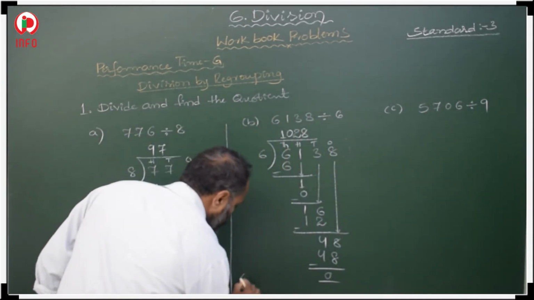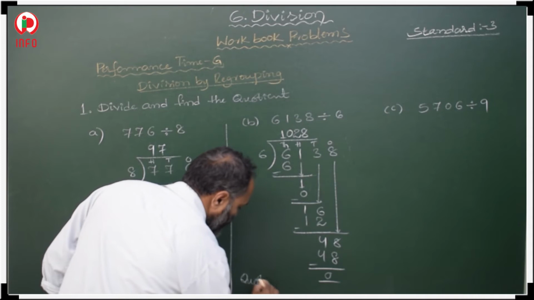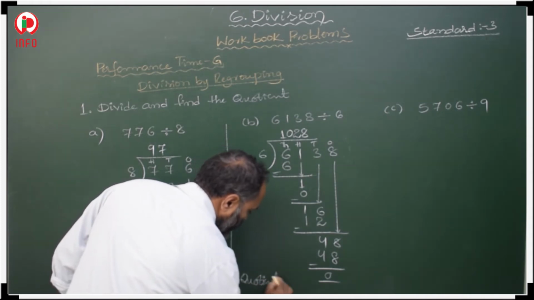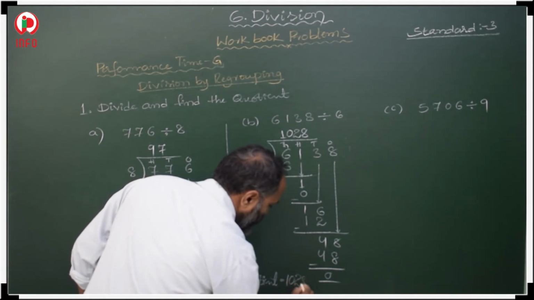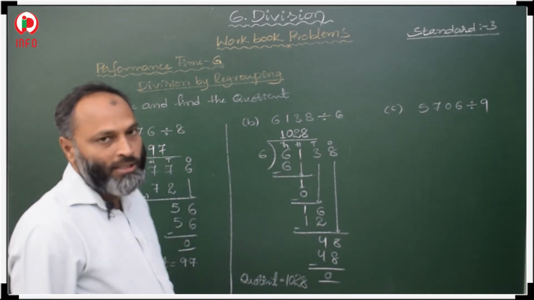Then what is your quotient? Your quotient is 1028. This is your quotient.